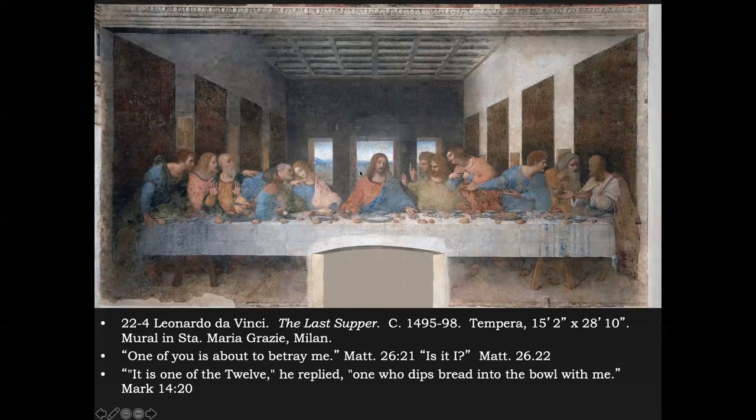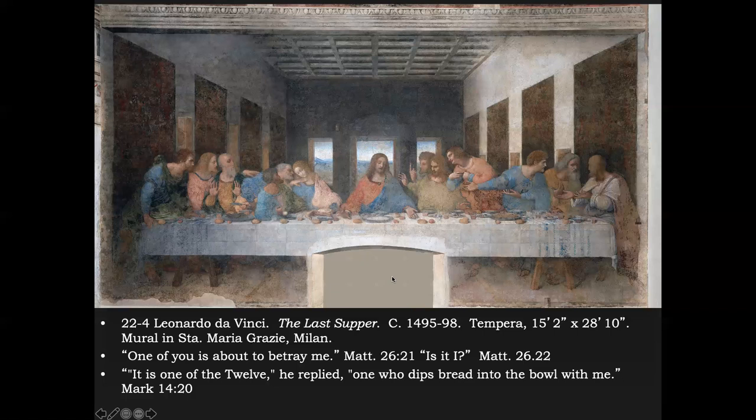And everyone's like that. And then he says, "It was one of the 12, one who dips bread into the bowl with me." So you can see that he's reaching very dramatically with his hand for some bread. And there's another figure who is doing precisely the same thing. And that figure is Judas. And I'll talk about how that figure is different, but he's different in the same way that we saw with Giotto and other artists. It's a pretty anti-Semitic depiction.